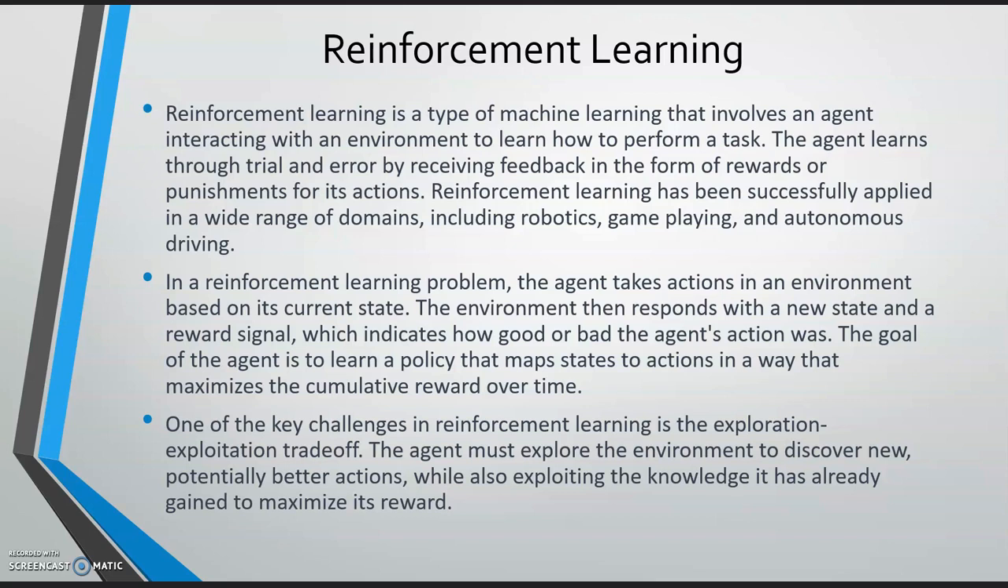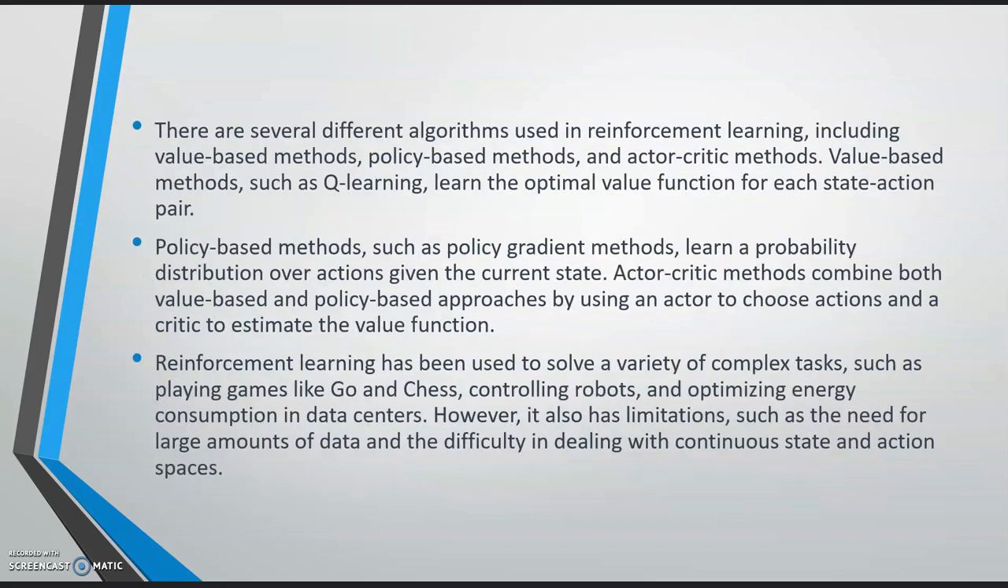In a reinforcement learning problem, the agent takes action in an environment based on its current state. The environment then responds with a new state and a reward signal which indicates how good or bad the agent's action was. The goal of the agent is to learn a policy that maps states to actions in a way that maximizes the cumulative rewards over time. One of the key challenges in reinforcement learning is the exploration-exploitation trade-off. The agent must explore the environment to discover new, potentially better actions while also exploiting the knowledge it has already gained to maximize its reward.